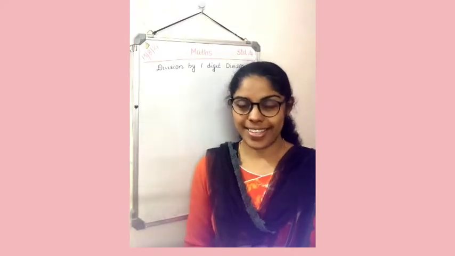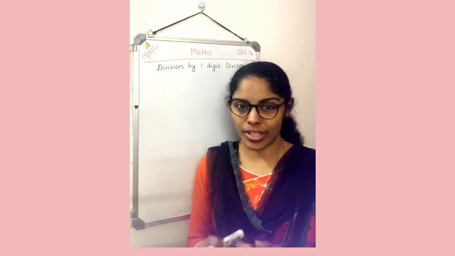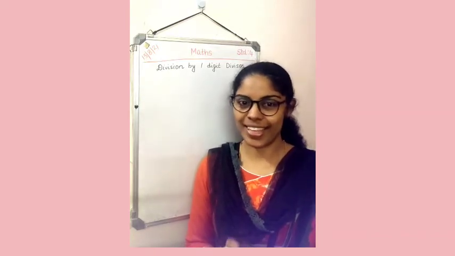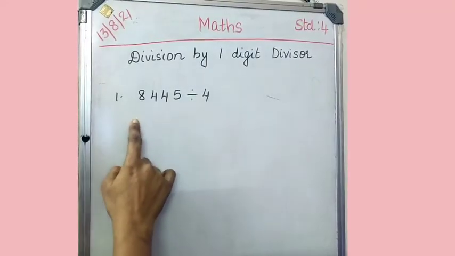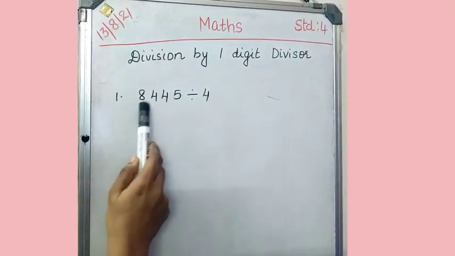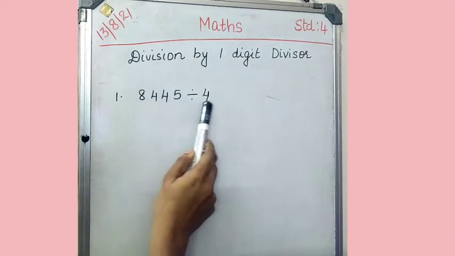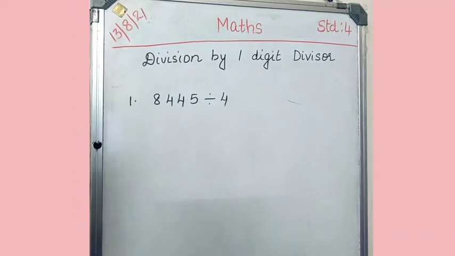Now you have to listen. After the class you can write. Today we study division of a 4-digit number using a 1-digit divisor. All of you listen here carefully. Our first question is 8445 divided by 4. How will you do the division?